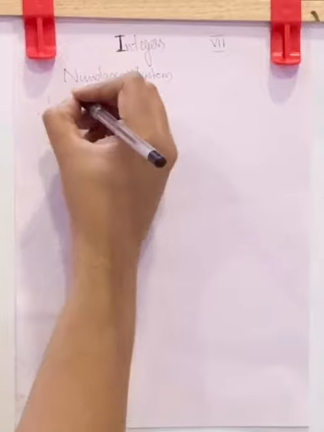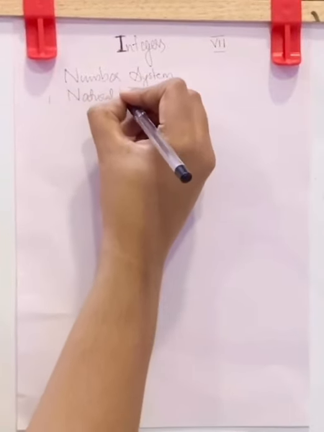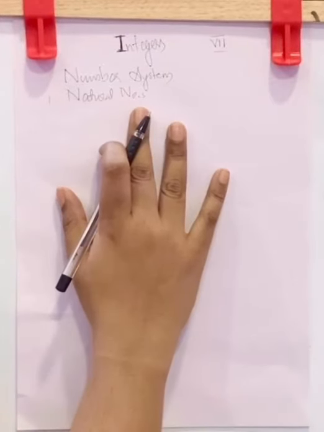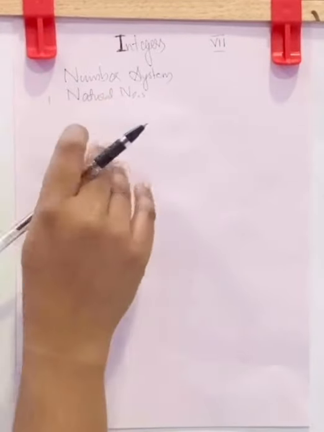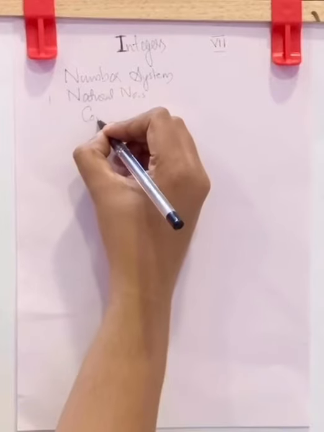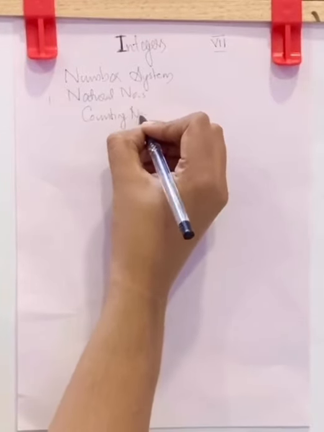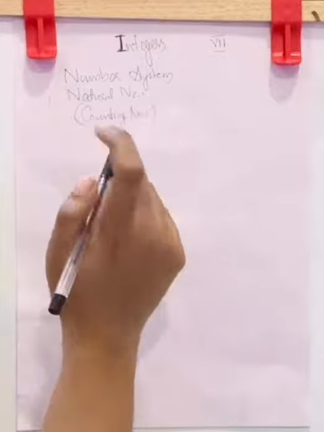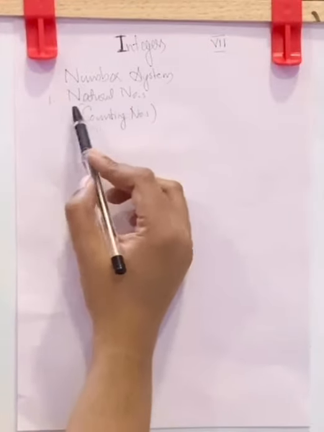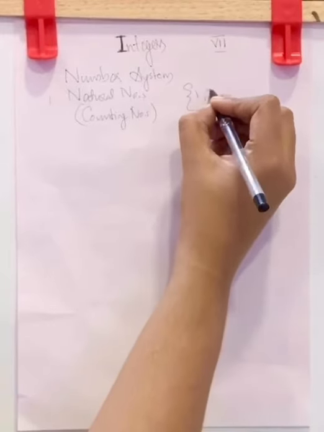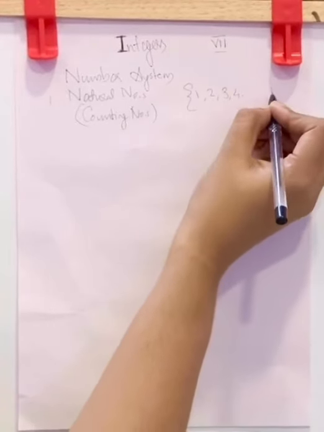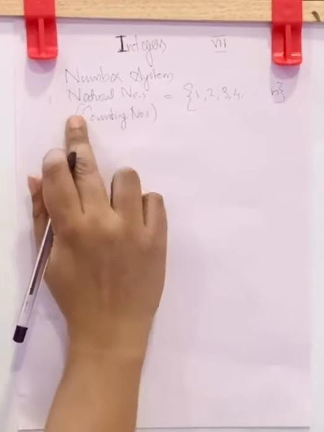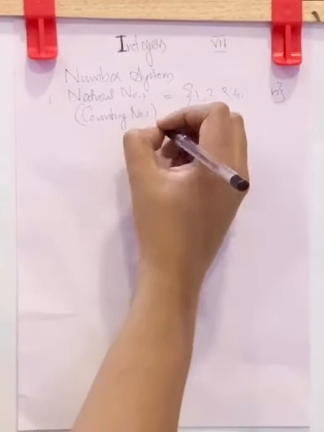The first set is natural numbers. These numbers are also called counting numbers because they are used for counting. And you know, counting starts from number 1. So the set of natural numbers starts from 1, 2, 3, 4, etc., up to infinity. There are infinite numbers. This set is denoted by the capital letter N.